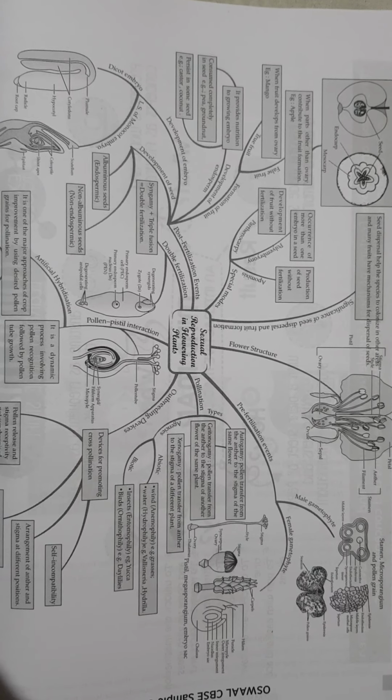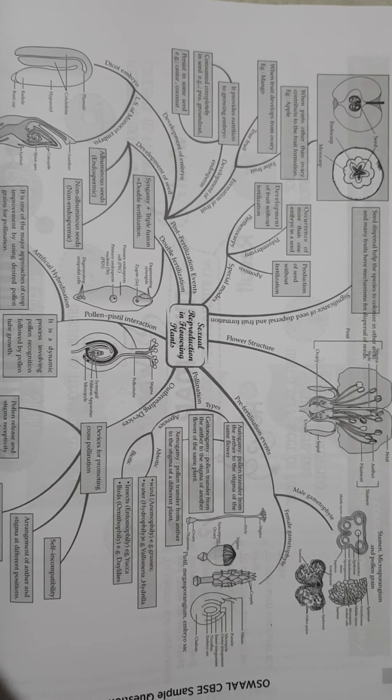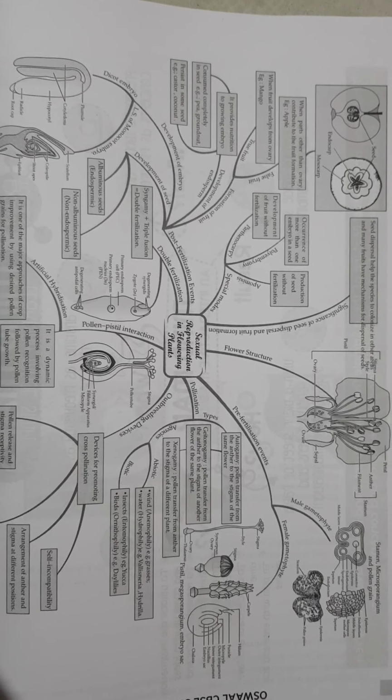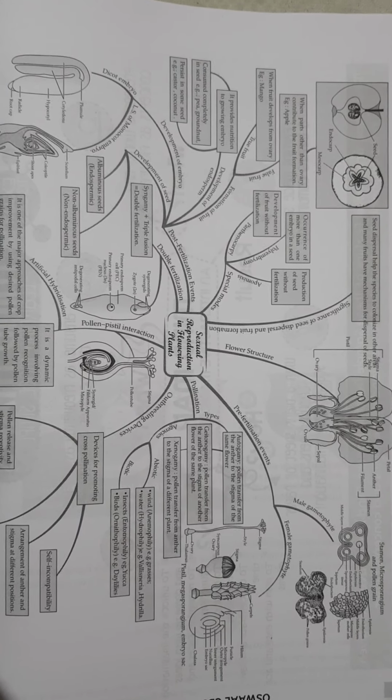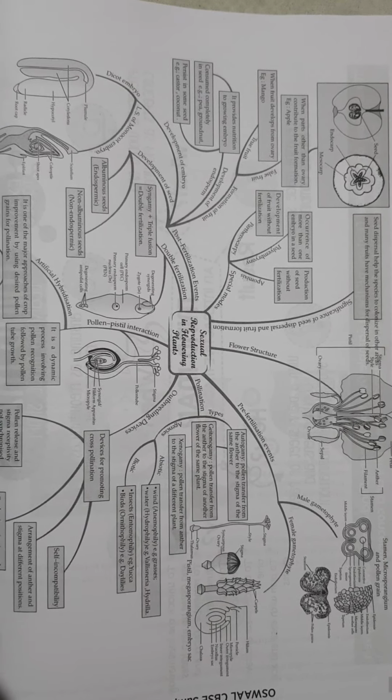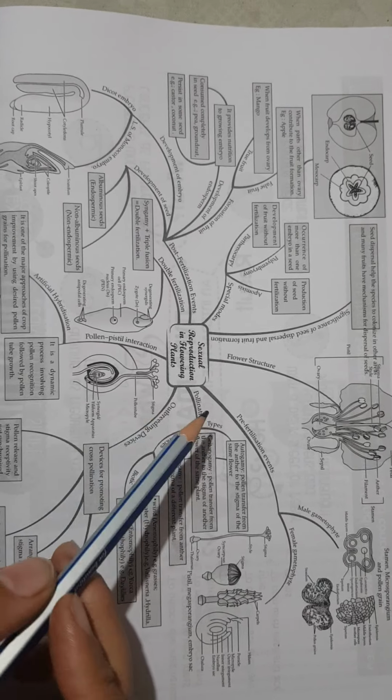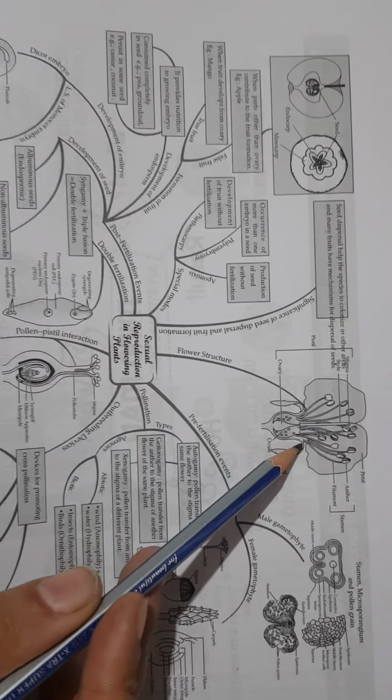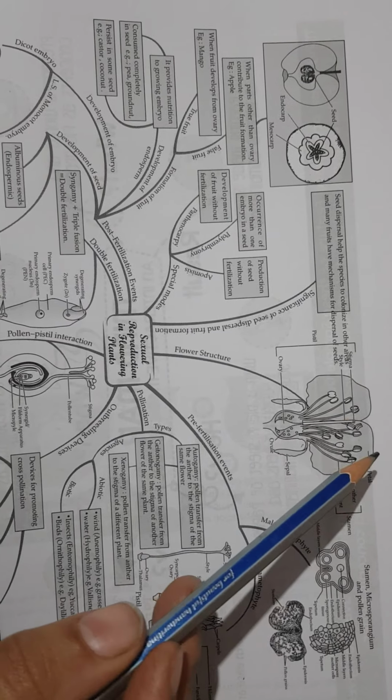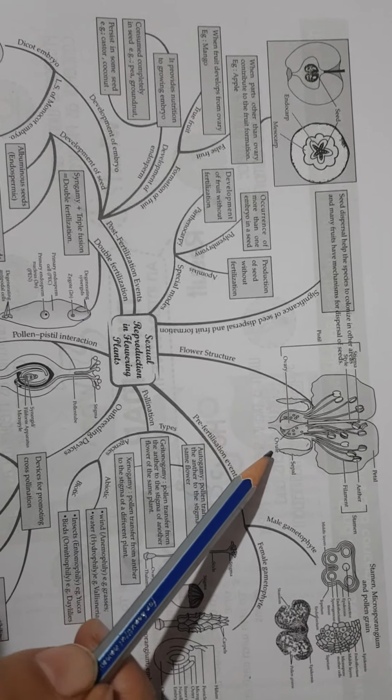Hello students, in this lecture video, I am going to discuss the important concepts of chapter 2, that is sexual reproduction in flowering plants. So here, firstly, let us see the flower structure. Let me zoom this. Here we know that a flowering plant looks like this.